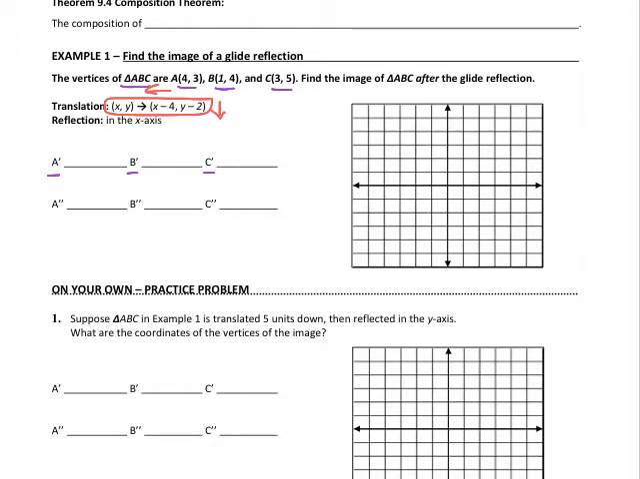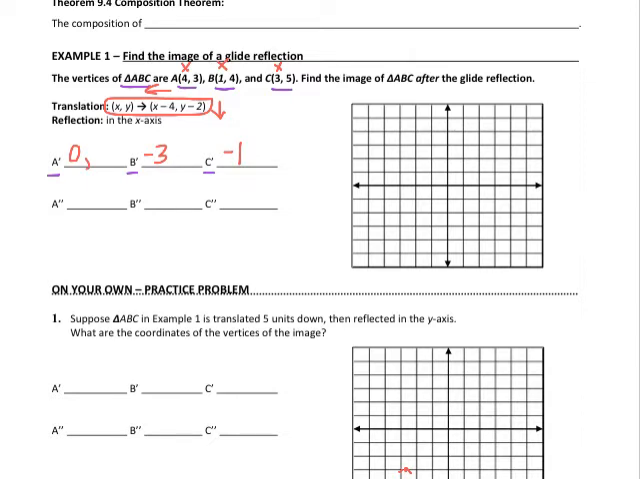Okay, so when I'm looking at the x values, all of those have to be subtracted by 4. An x value is the one that's listed first. So this x value, 4 minus 4, is going to be 0. And here's an x value, we have our 1. 1 minus 4 is negative 3. And my x value for point C is 3. So if I subtract 4, I get negative 1.